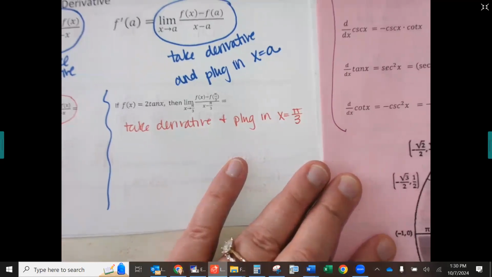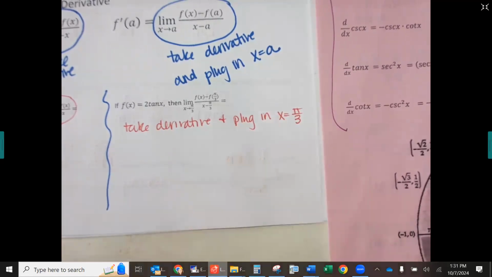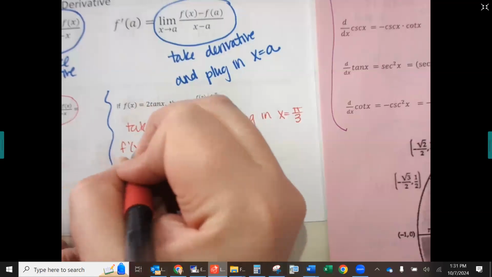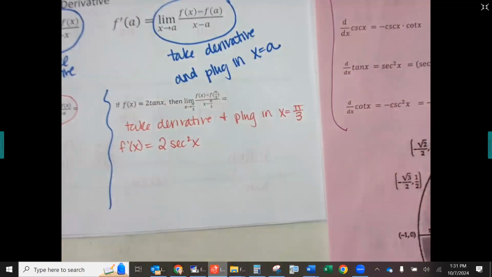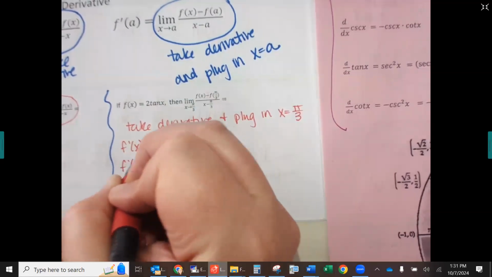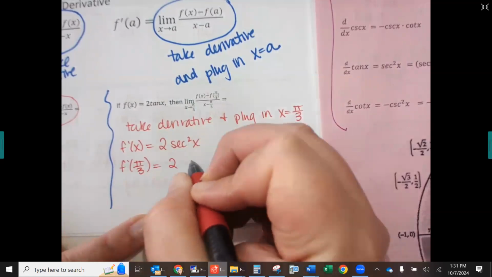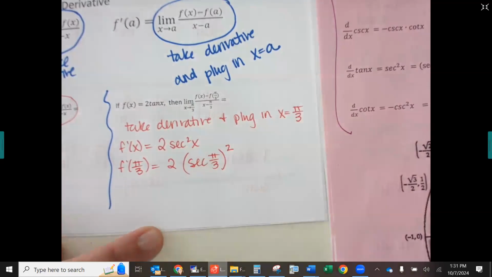Okay, very good. The derivative of tan is secant squared. So if my function is 2 tan, my derivative will be 2 secant squared. Write it down, please. f prime of x equals 2 secant squared x. Now, this would be the derivative at any x. I want the derivative at my x, which is what number? Pi thirds. So I'm going to write it like this. This is going to be f prime of pi thirds, 2 secant pi thirds squared.